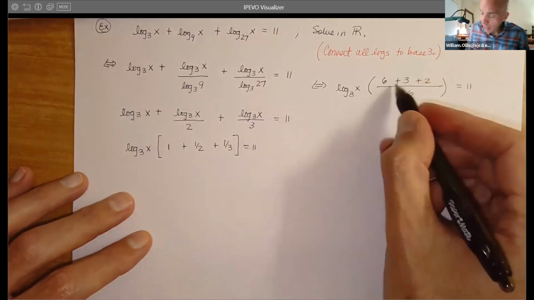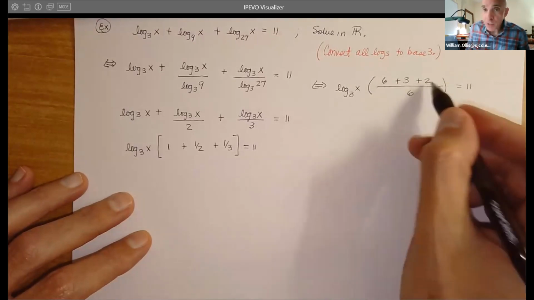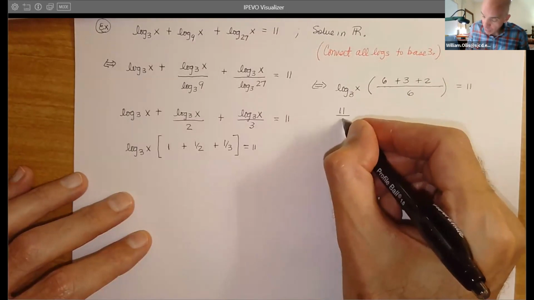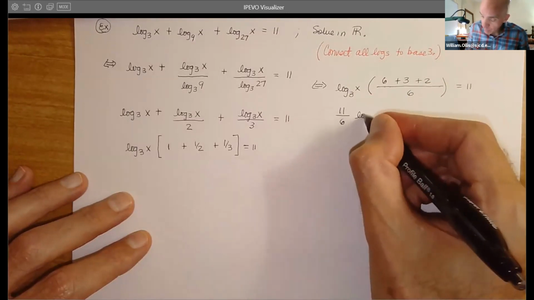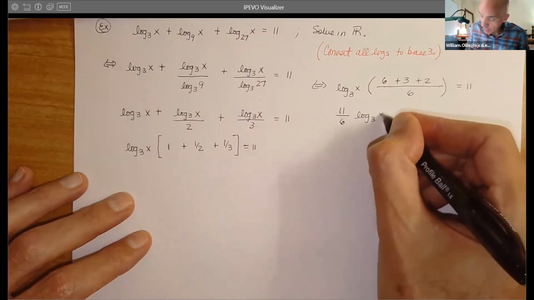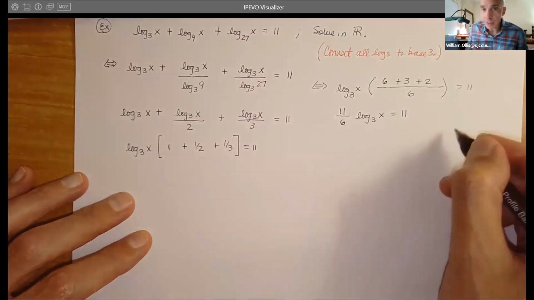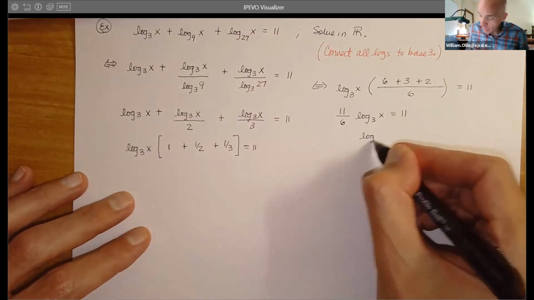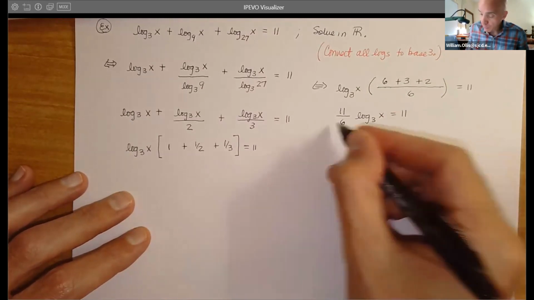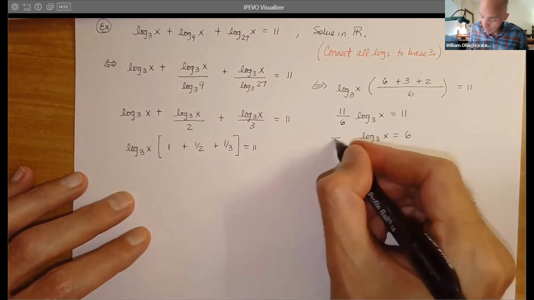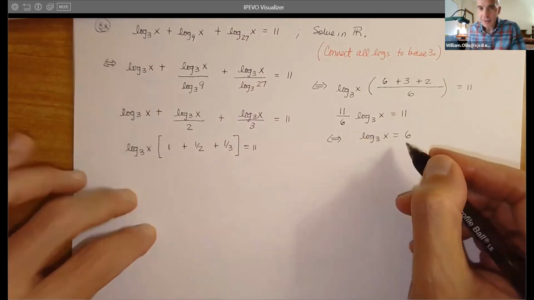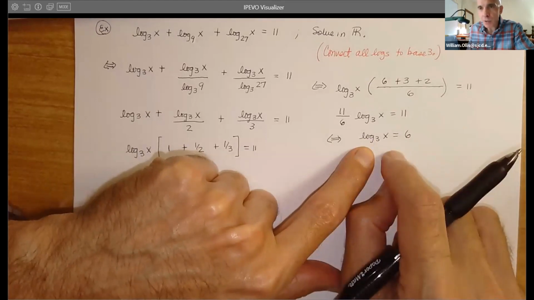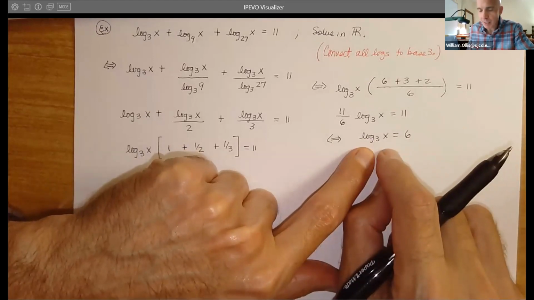So now we've got what? 5 plus 6, that's 11. So we have 11. I'll go ahead and write this out to the left. 11 over 6 times the base 3 logarithm of x equals 11. Well, that was convenient. The 11's absorbed. So we have the base 3 logarithm of x cross multiply by 6 equals 6. So looking at this and looking at this, we opt for this because this is trivial, I mean, compared to this.